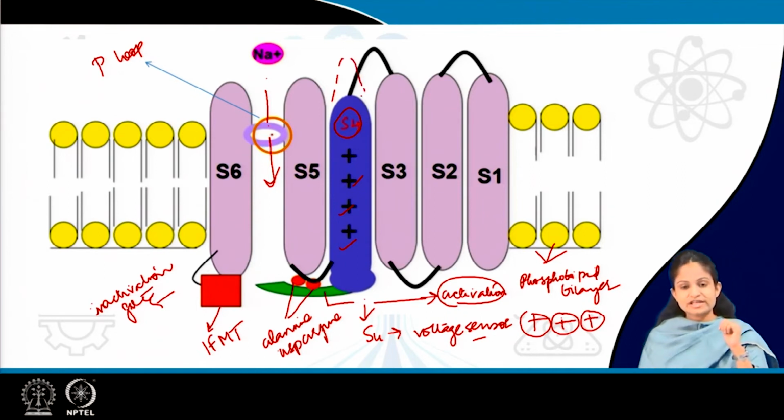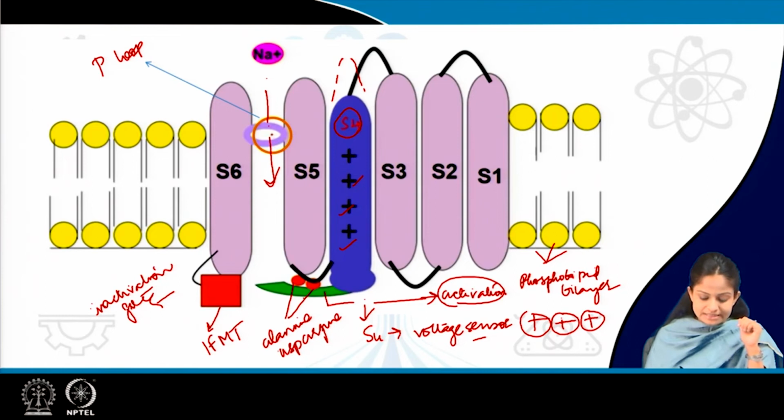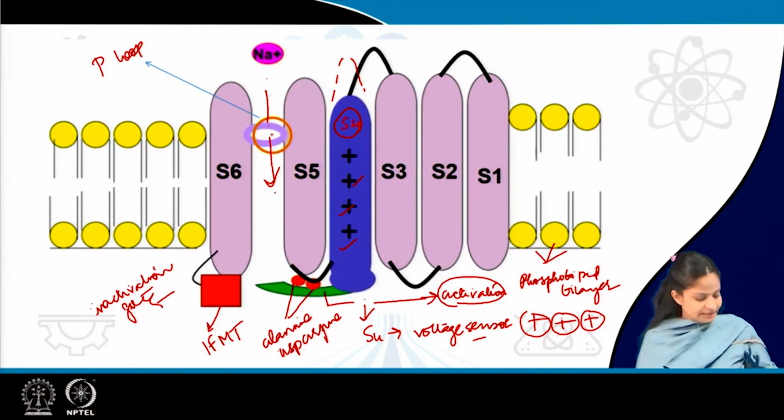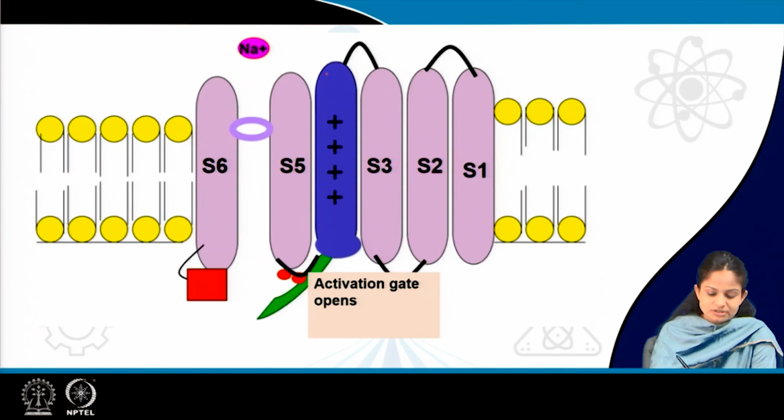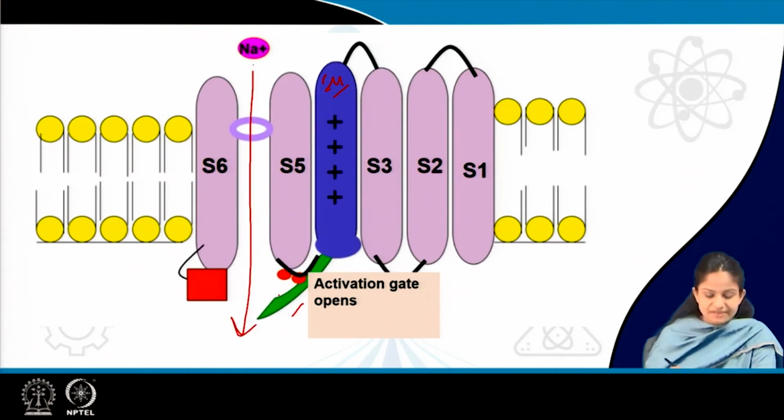Now, when this S4 segment moves upward, this activation gate, which is green in color, will come down and thus the gate will open and sodium will enter. So, this is what happens when, due to the depolarization, the S4 segment has moved outwards towards the extracellular side and has pulled the activation gate downwards, and so the activation gate opens and hence sodium will enter.